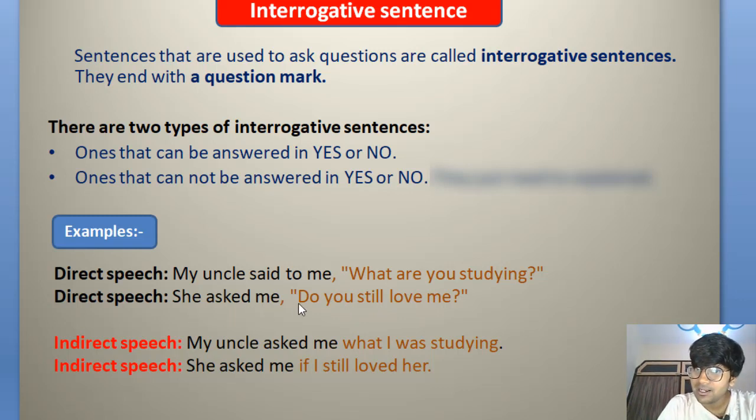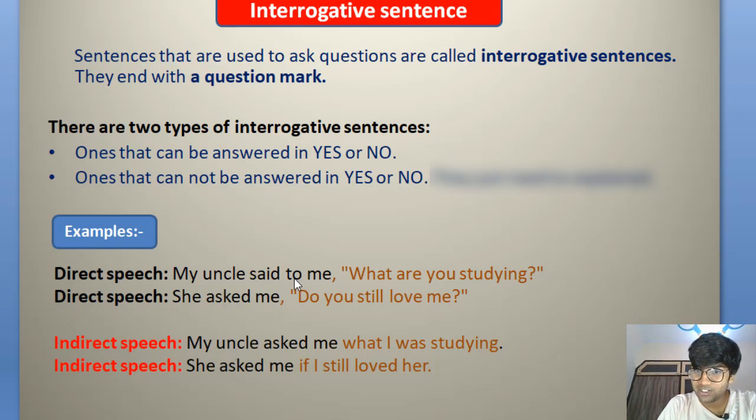She asked me, this is the part that she asked. "Do you still love me?" Right? Again, it's a question, and this question can be answered in simple yes or no. And as you can see, it is starting with the helping verb do. All right. Now, how to change them? Let's see how to change them.